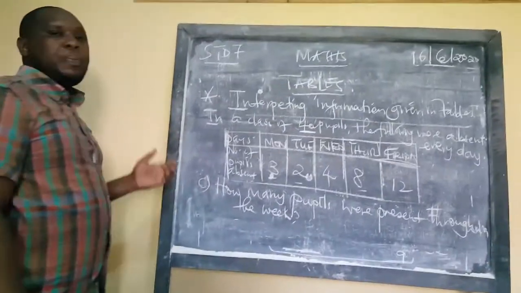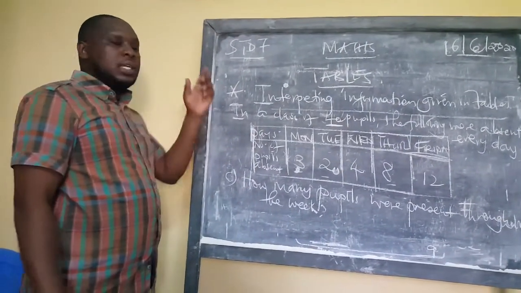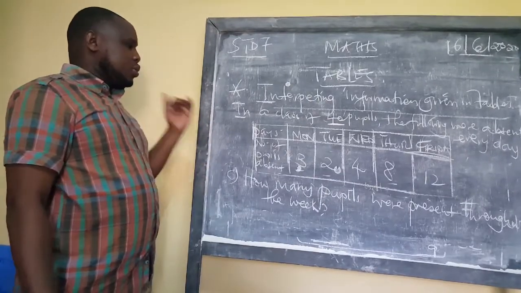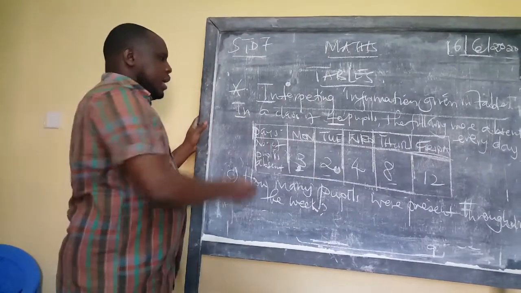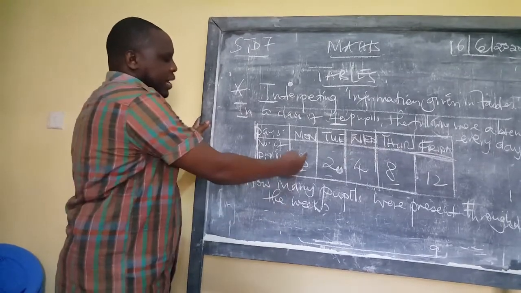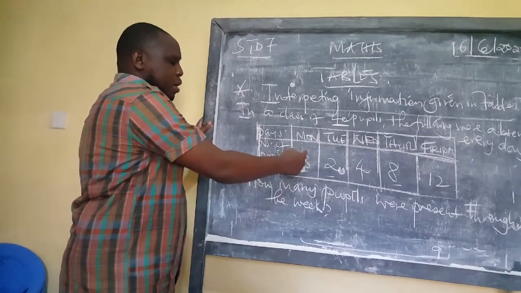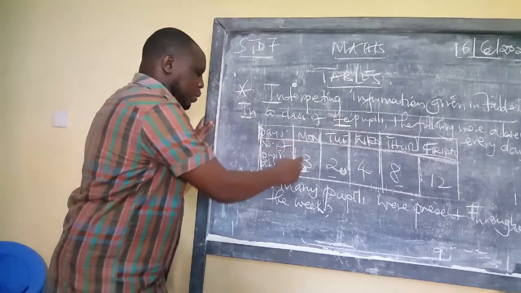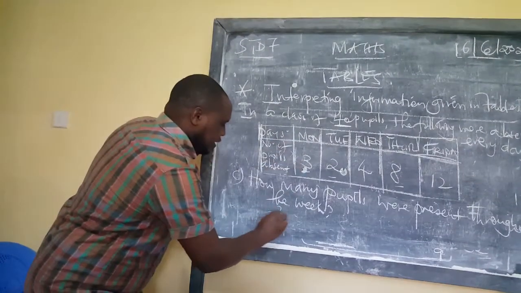How many pupils were present throughout the week? So you need to get from Monday to Friday. It's a simple calculation. Get the total number of the class, subtract those who are absent, and you get the number present. So on Monday, how many were absent? 3. So the number present was 40 minus 3, that's 37.